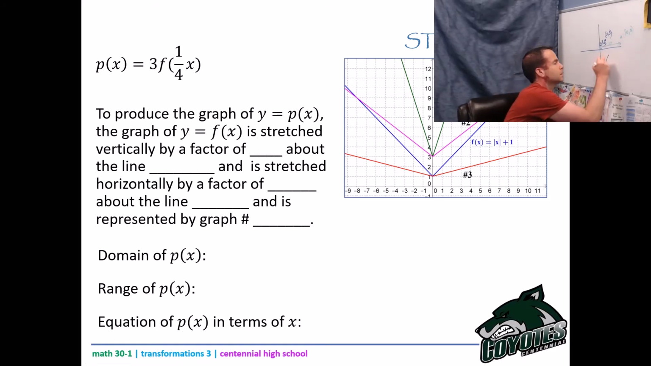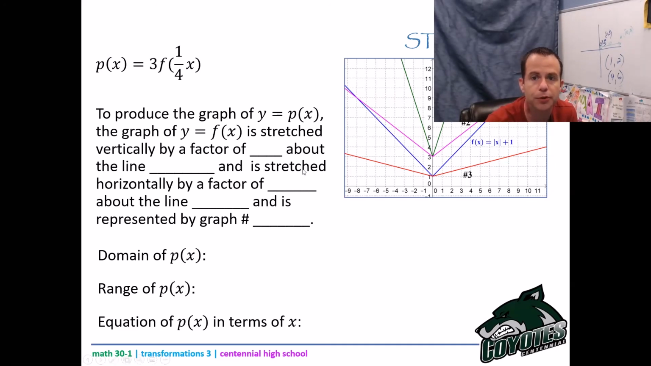I want to make sure I'm not confusing you there. I'm looking at the blue graph. The blue graph has the point (1, 2). I know that my x values have to get multiplied by 4, so my 1 is going to become 4. And my y values have to get multiplied by 3, so my 2 is going to become 6. So I'm hoping that the point (4, 6) lies on that pink graph. Let's take a look. (4, 6). Yes, it does. So for sure, it is graph number 2.